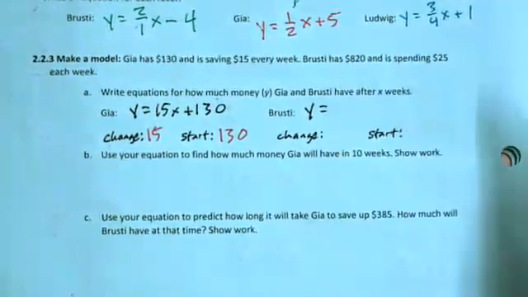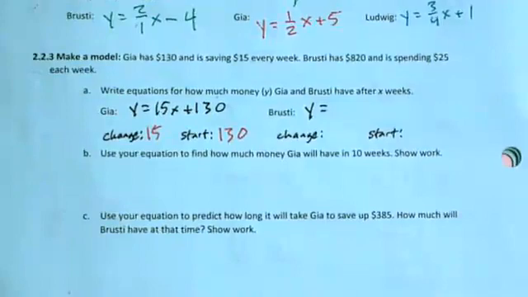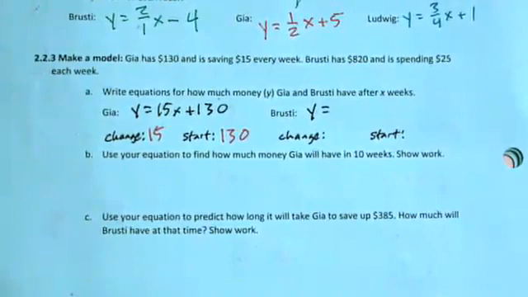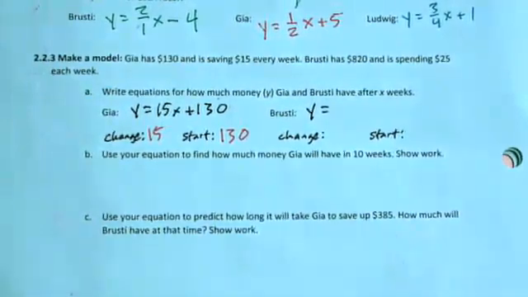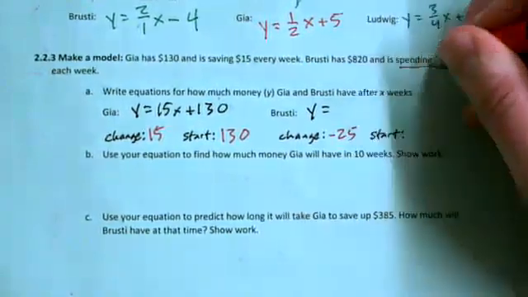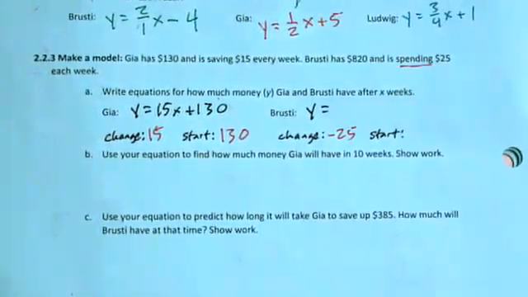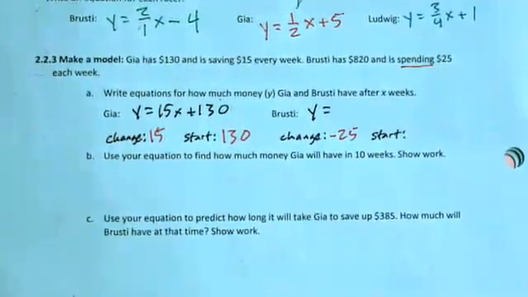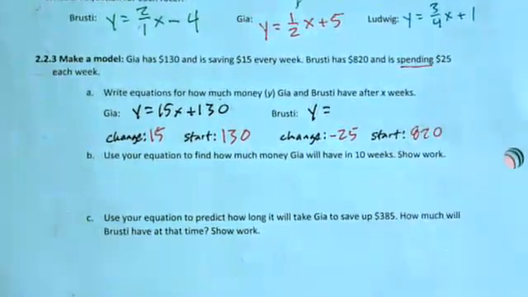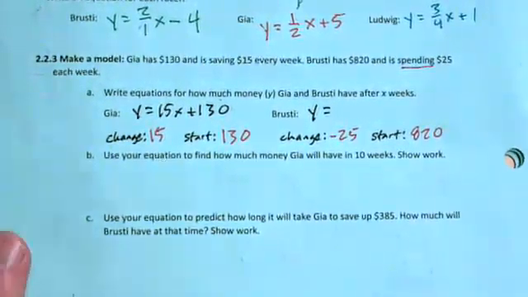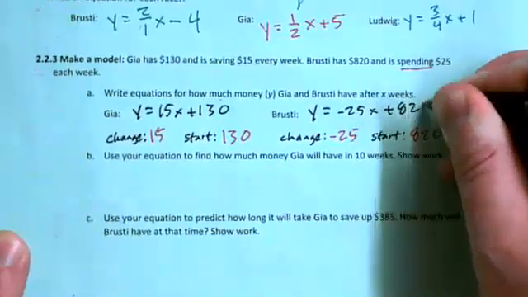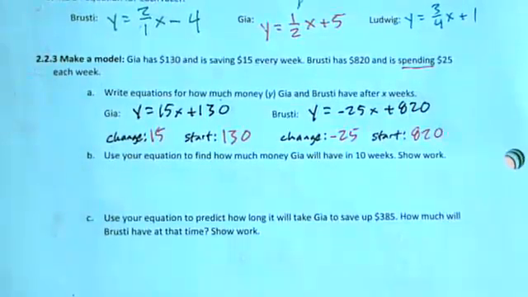Brewsty's got $820 right now and is spending $25 a week. So what's Brewsty's change? Negative 25 because she's going down $25 every week. Are we okay with why that's a negative 25? Because she's spending. And Brewsty's starting off with how much money? 820. All right, so then Brewsty's equation would be y equals negative 25x plus 820. Once again, I am super grateful I don't have to graph that.